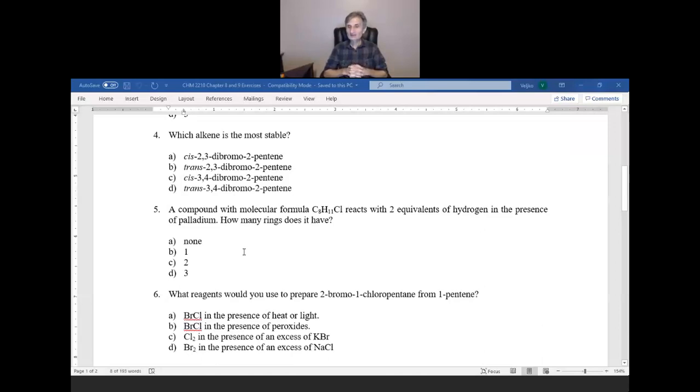And if the reaction is with 2 equivalents of hydrogen, each equivalent of hydrogen reacts with 1 pi bond. That means 3 degrees of unsaturation, 2 of them are pi bonds. The remaining one is a ring. So there is 1 ring. So the correct answer is 5B.